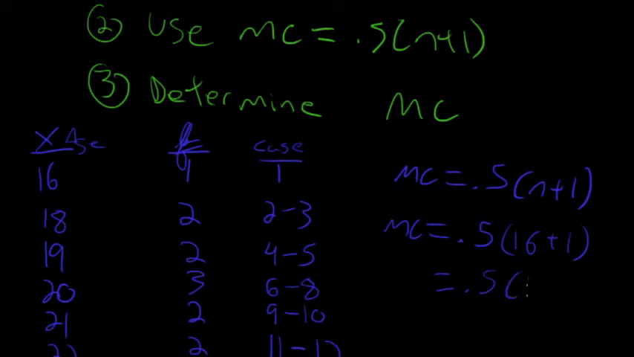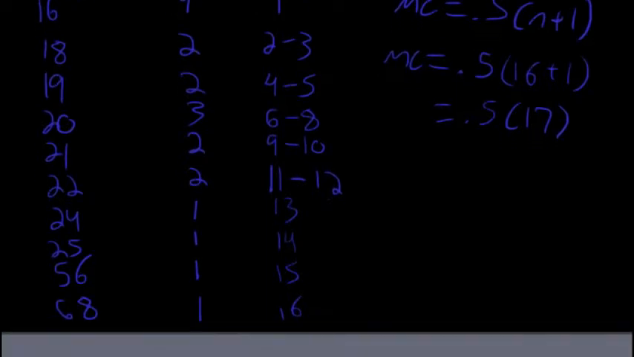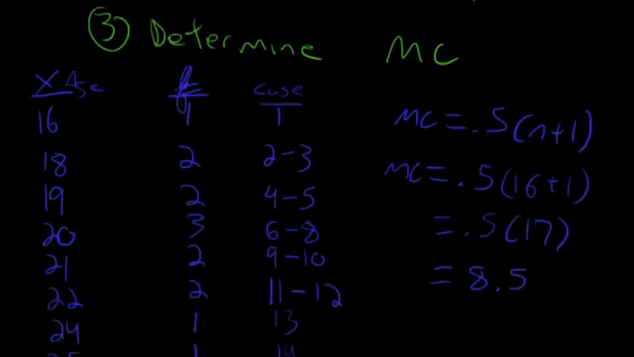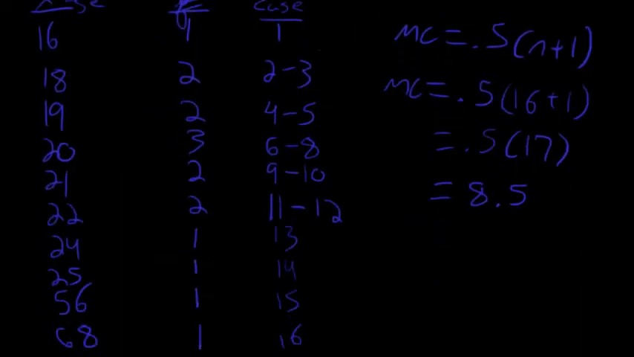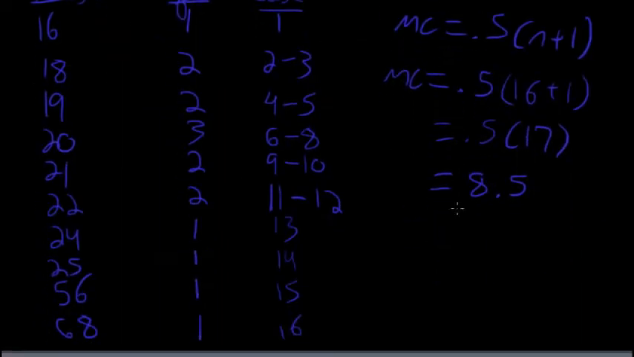So this equals 0.5 times 17. And what is 0.5 times 17? Should be 8.5. Hope we got the same thing. But we're not done yet. So we still have to do that third step. Remember what the third step is? Determine the middle case. Okay, so what is the 8.5 case?